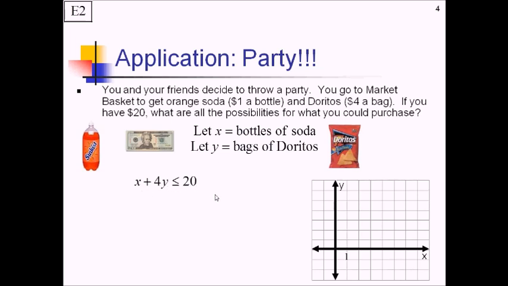Now pause the video again, go ahead and see if you can graph that. In order to graph this, we need to put this in slope-intercept form. So subtract the x, and then divide by 4. So that'll be y less than or equal to -1/4 x plus 5.